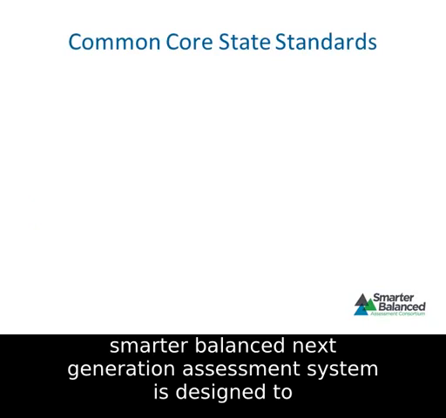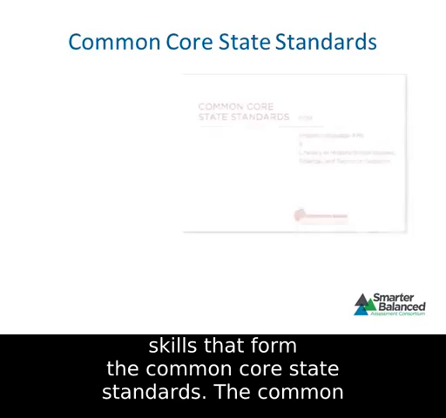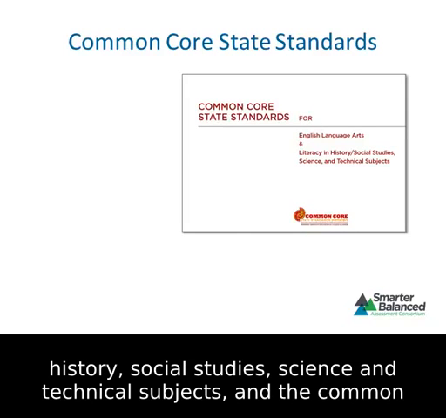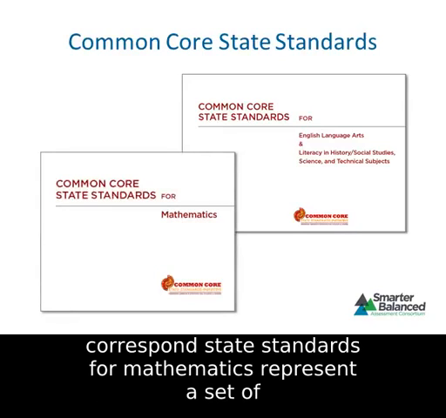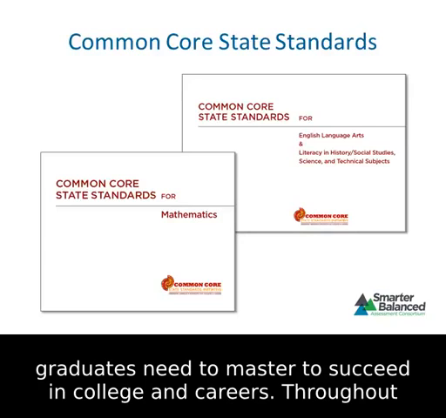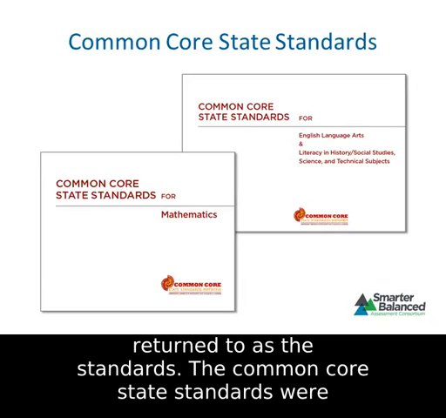The Smarter Balanced Next Generation Assessment System is designed to measure students' learning of the important concepts, knowledge, and skills that form the Common Core State Standards. The Common Core State Standards for English Language Arts and Literacy in History, Social Studies, Science, and Technical Subjects, and the Common Core State Standards for Mathematics represent a set of expectations for student knowledge and skills that high school graduates need to master to succeed in college and careers. Throughout the training modules, the Common Core State Standards are sometimes referred to as the standards.